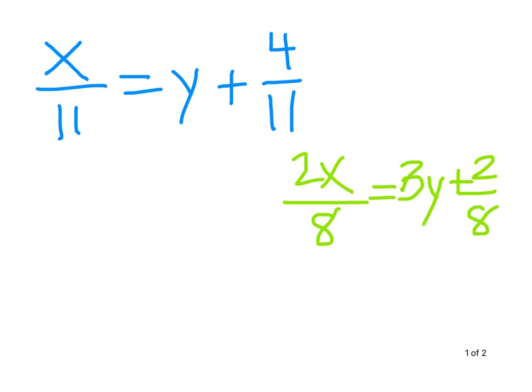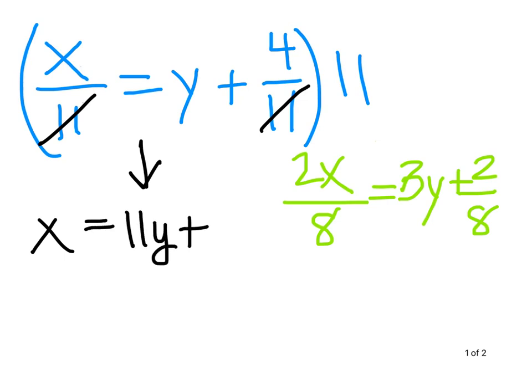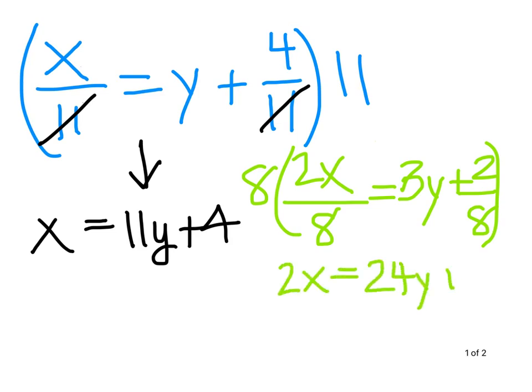Okay, so let's go back to the first page. To do this, the easiest way would be to just multiply this whole thing by 11 and get rid of our denominators. So this becomes x is equal to 11y plus 4. We do the same thing to the opposite side. Multiply this whole thing by 8, and then we get 2x is equal to 24y plus 2.